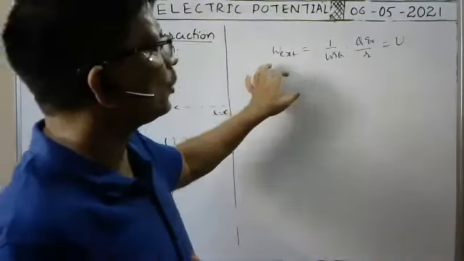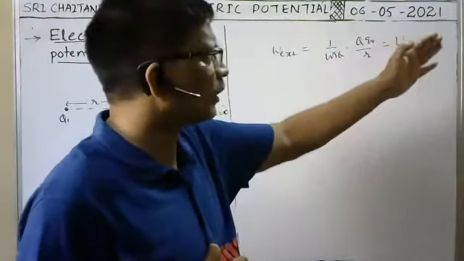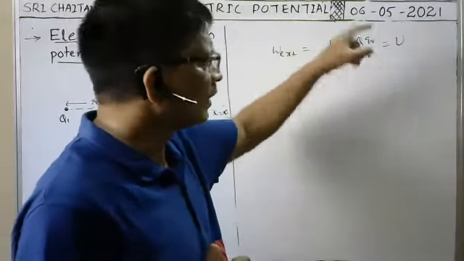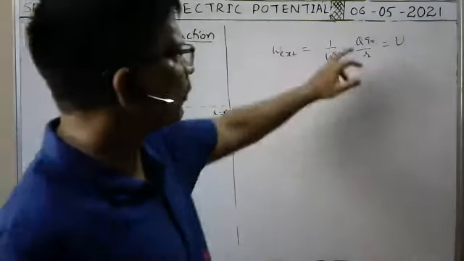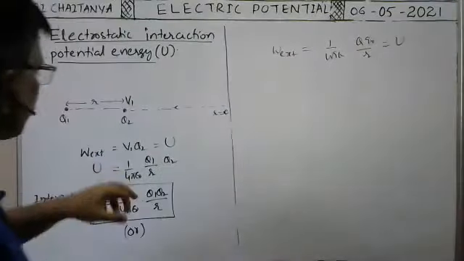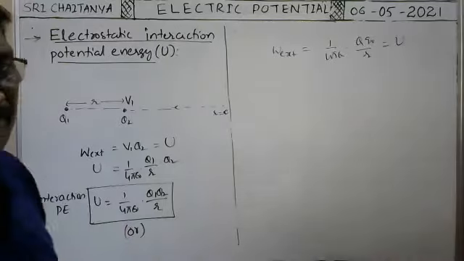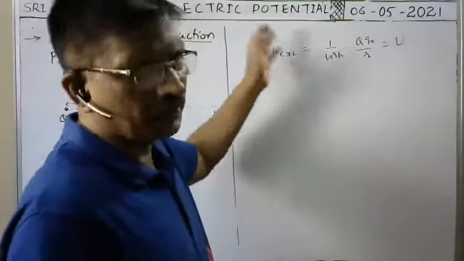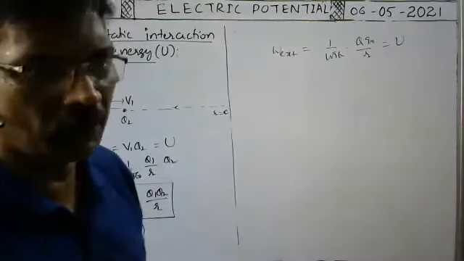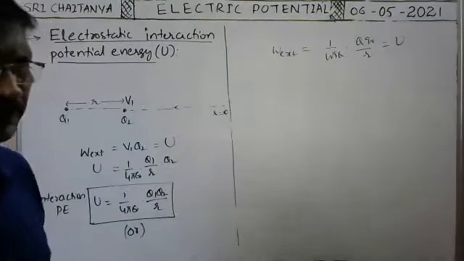This is only the potential energy. The work done by an external agent to bring the Q naught test charge from infinity to a point is stored in the system of two charges as the potential energy. Instead of Q naught, we have taken Q1 and Q2. That's all. If you want to derive it by this method, you can derive it by this method also. Note this one down.